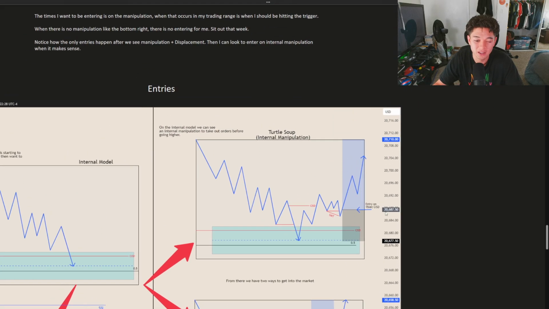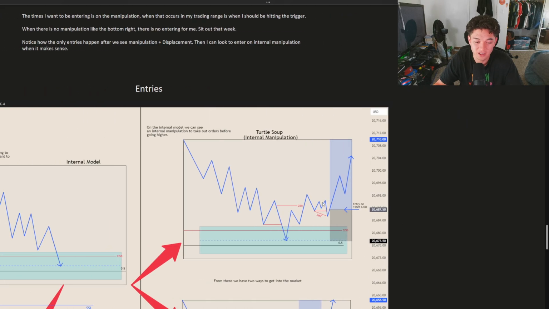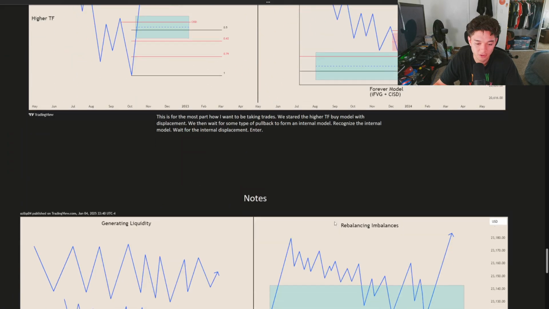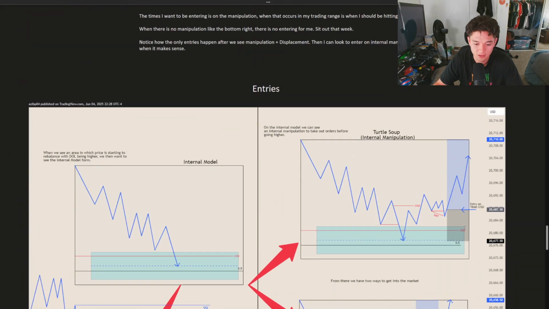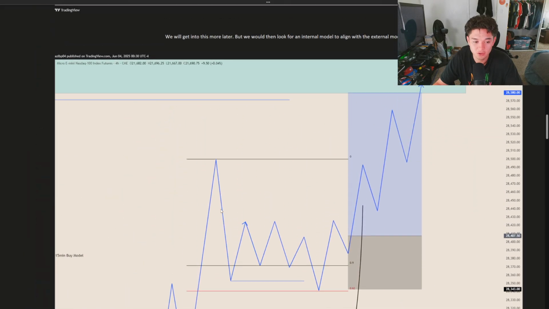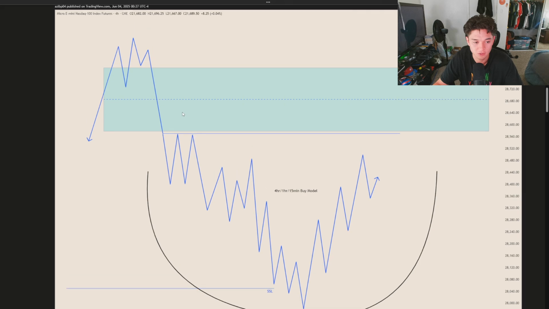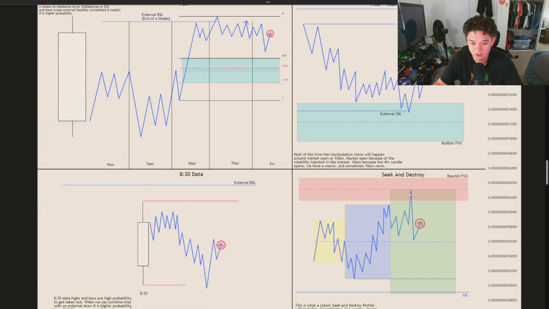And then I want to get in on two ways. Either turtle soup, so we had displacement up, we get a market structure shift, change in the state of delivery, maybe an inverse fair value gap. I then want to see us get an internal manipulation, enter, and then target. We want to be firstly targeting internal liquidity, so it would be this high, and then leave a runner to external liquidity, which would be this high.